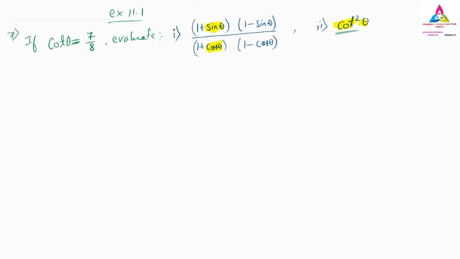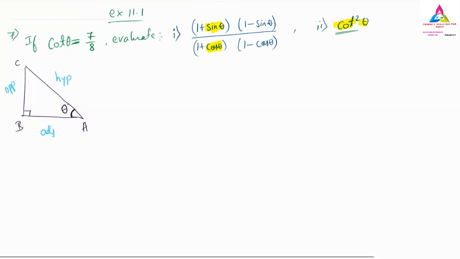So first, how to find cot theta? We have to draw one triangle, and we will take any angle for it. That is A, B, C, and I will take theta as this angle. So obviously the opposite side will be this one, adjacent will be this one, and the hypotenuse will be this. Now cot theta they have already mentioned for us: cot theta is equal to 7 by 8.